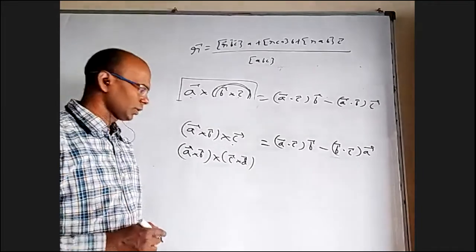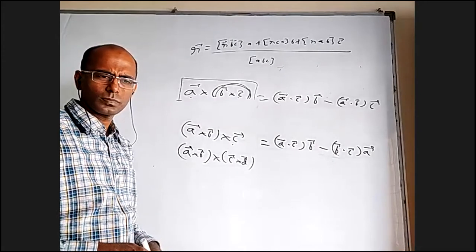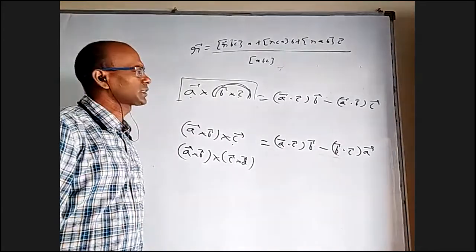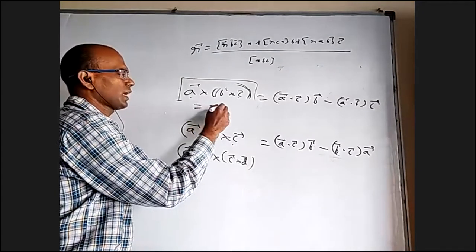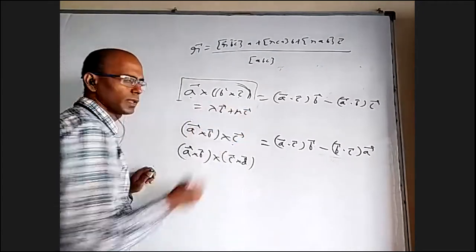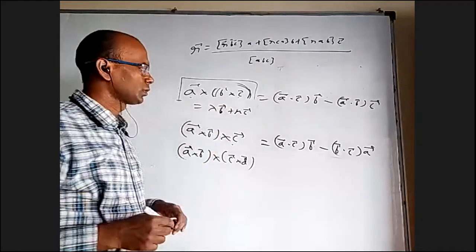Sir, yes, please. Sir, why only those values, sir? Can you explain once? I already explained that this answer will be definitely in the form of lambda B plus mu C, right? Yes, sir. Means why only that lambda and that mu?